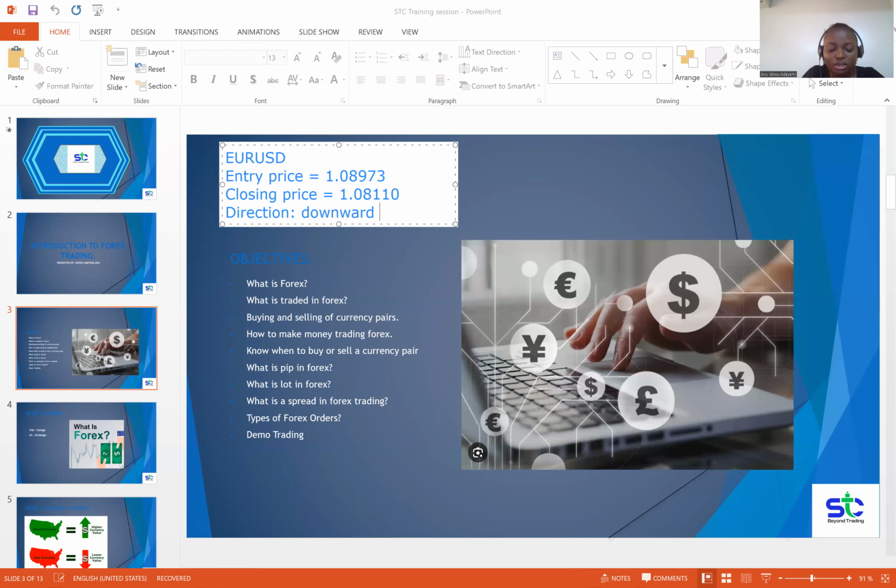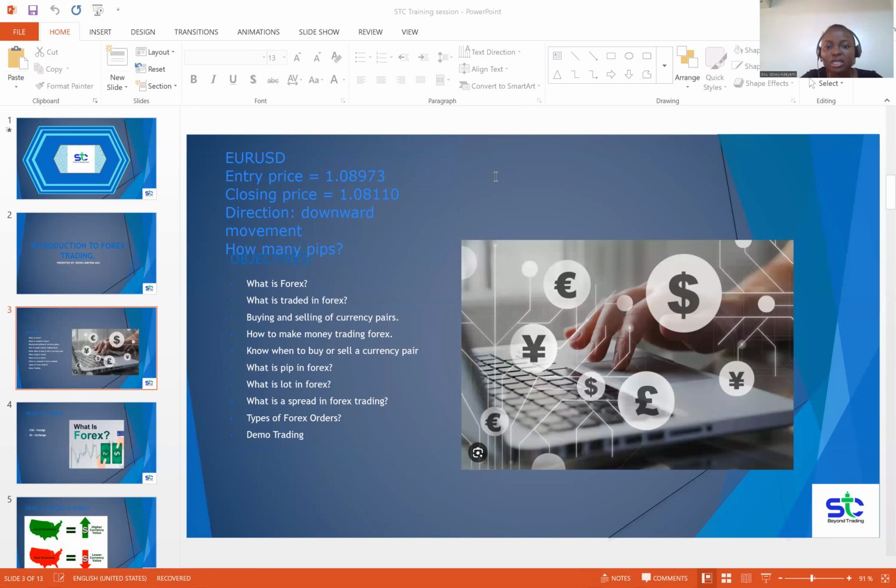Now, having known the direction price moved, the next question is how many pips? How many pips has price moved? That's the next question. Now, in order to do this, we do our calculation. The highest value comes first, mathematical law. So we have 1.08973. Then the second one, 1.08110. Then we do the calculation.